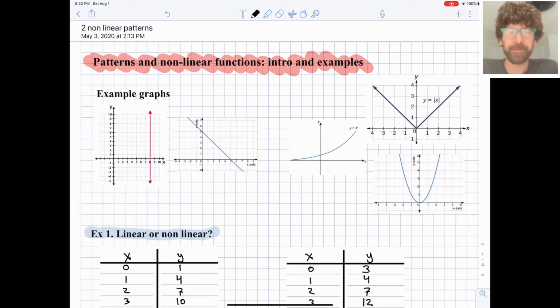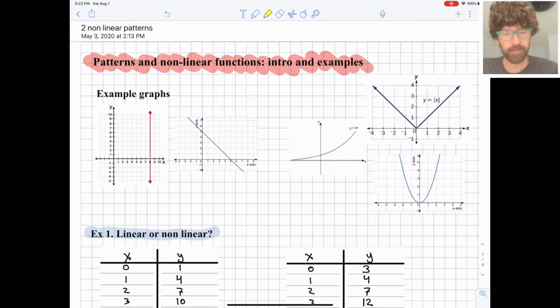All right, so let's keep going with patterns and functions here, but now we're going to look at nonlinear functions, and I'll start off with a quick introduction to what those are, and we'll do a couple examples. So nonlinear functions are really exactly what they sound like. They're functions that do not create a linear pattern.